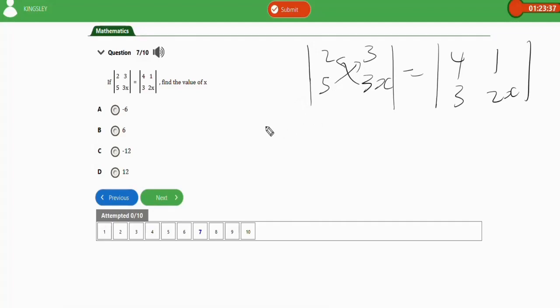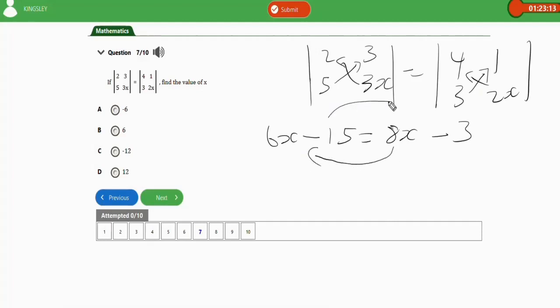We have 2 times 3x, that's 6x, minus 5 times 3, 15, equals, this will times this and this will times this. 4 times 2x give us 8x, minus 3 times 1 is 3. So you collect like terms. This 8x will cross over the equality sign and change to negative 8x. This will cross over the equality sign and change to positive 15. It will be 6x minus 8x equals minus 3 plus 15. So this is going to give us minus 2x equals minus 3 plus 15 gives you 12.